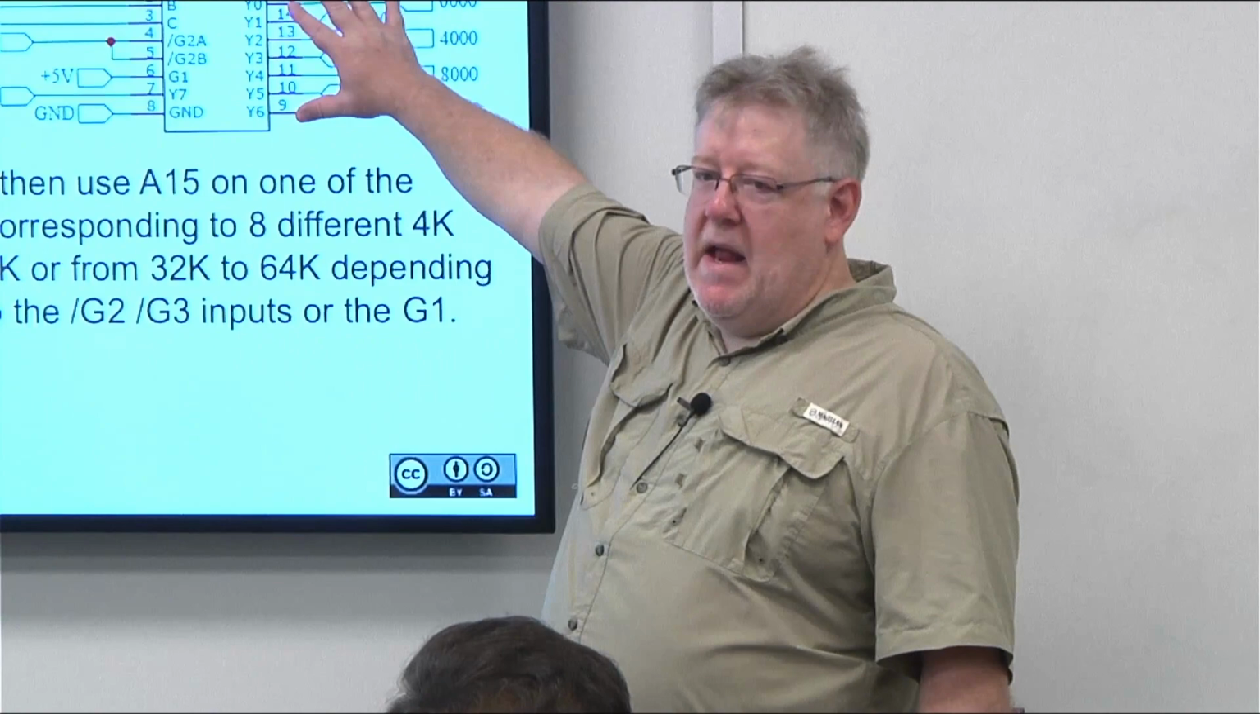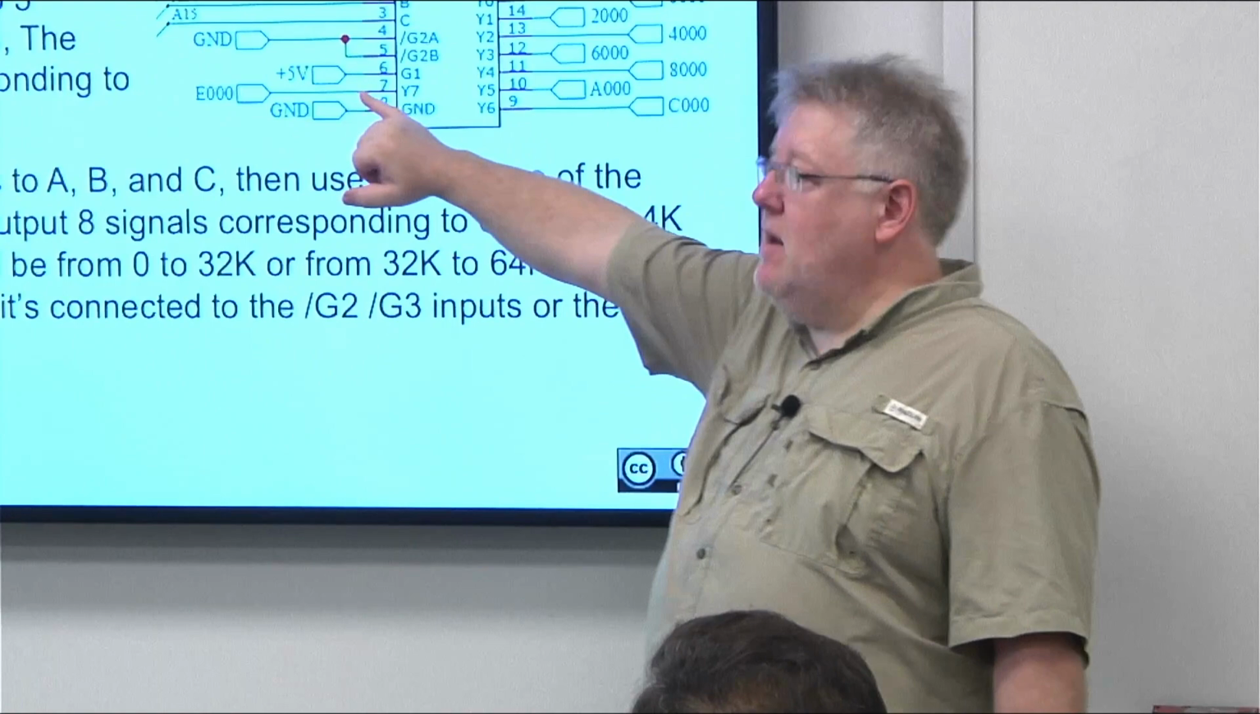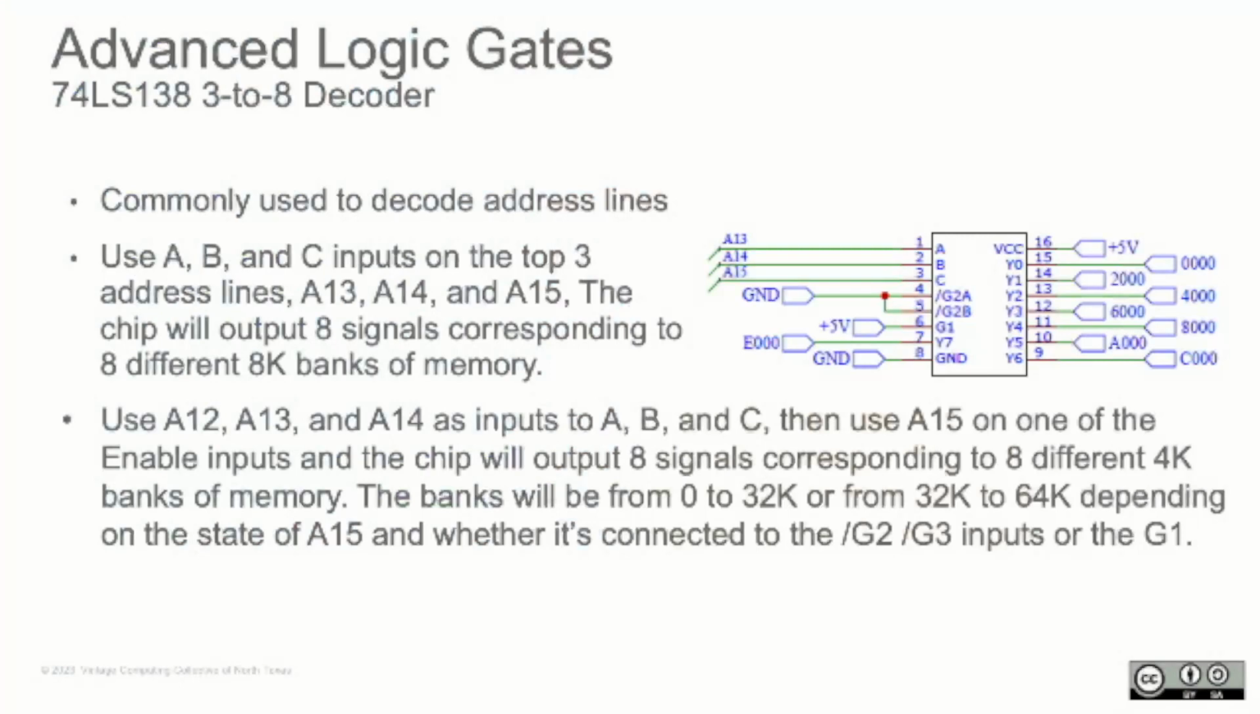And you'll see that this is used, like I said, on the 8031 show computer. This is actually from the schematic on that. So we ground G2A, G2B, and we tied G1 to 5 volts. So whatever is on A13, 14, and 15, we decode. And so these are your address ranges from 0 to 1FFF, which is from 0 to 8,191. Then that's from 8,192 to 16,383, or 2000 to 3FFF.